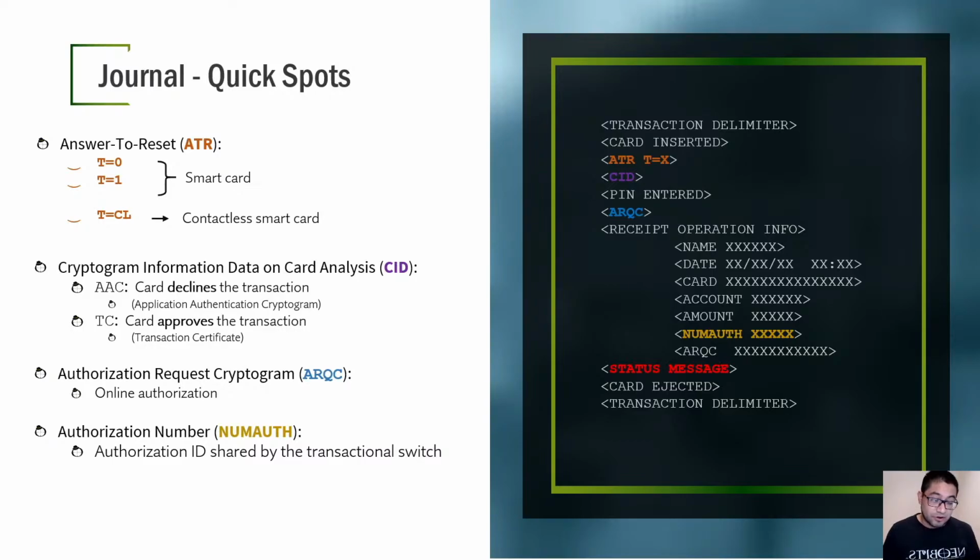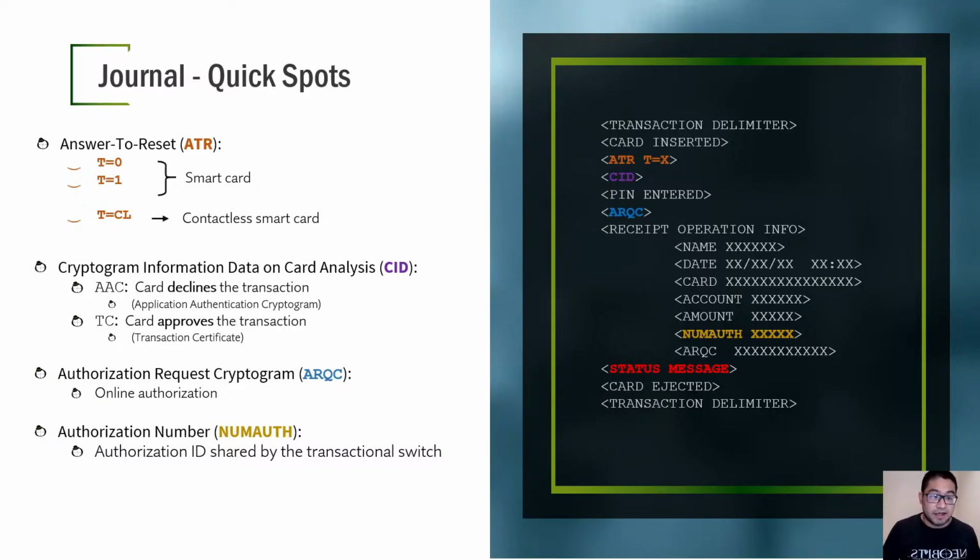But a quick spot that we can look for in the ATMs, which almost all the journals will have if they didn't strip this information, is the answer to reset and the cryptogram information data in the card analysis. This will contain the ARQC, the ARPC, an authorization number, and the status message. So, really quickly, the first thing that we will see in a journal, sometimes if we are lucky enough, is that we will have a delimiter for the transaction, a line that tells me, here starts the journal and here it finishes.